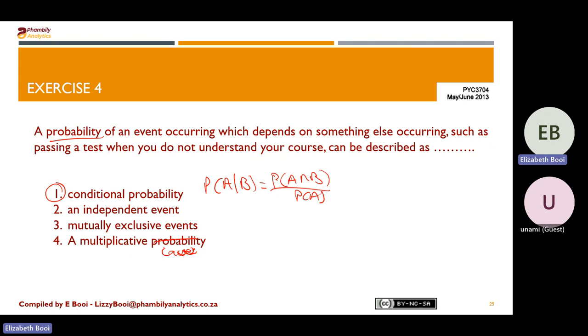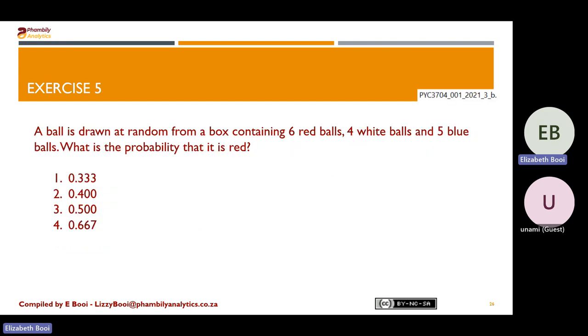The formula, we write it that way, right? And that is the definition of a conditional probability. Let's look at exercise 5.